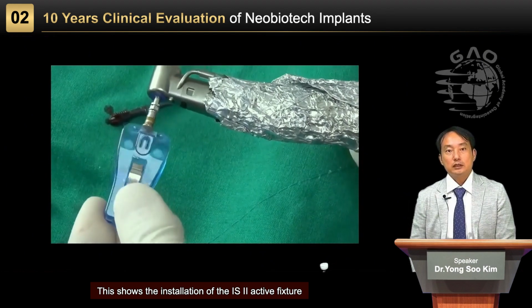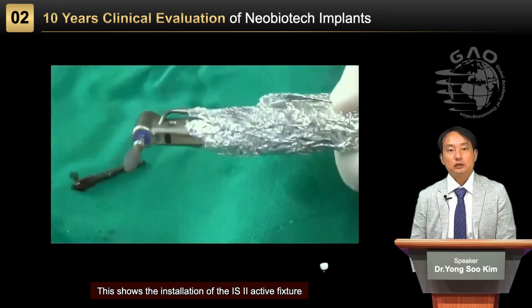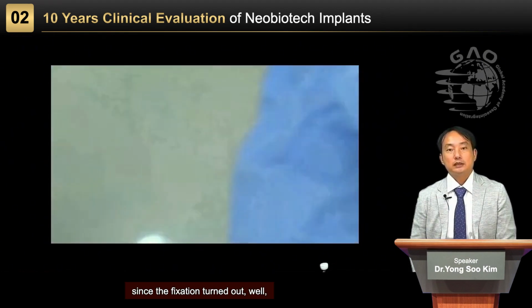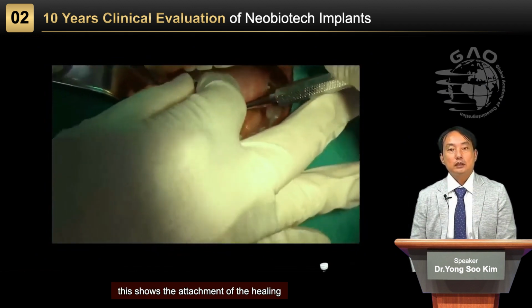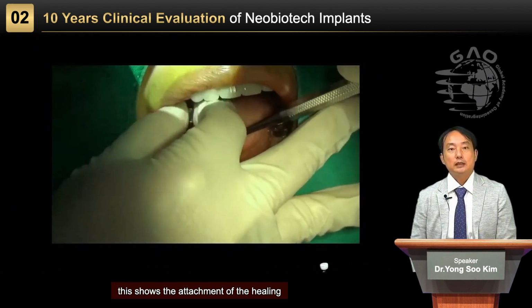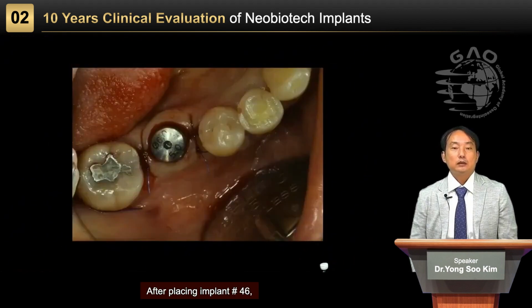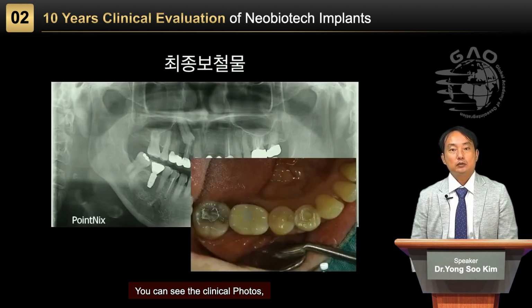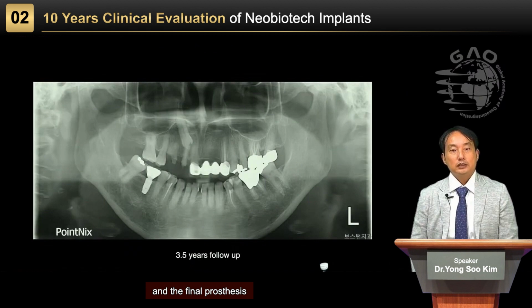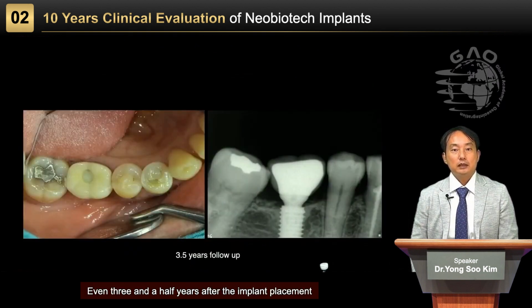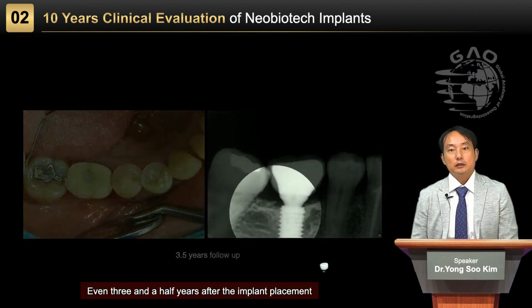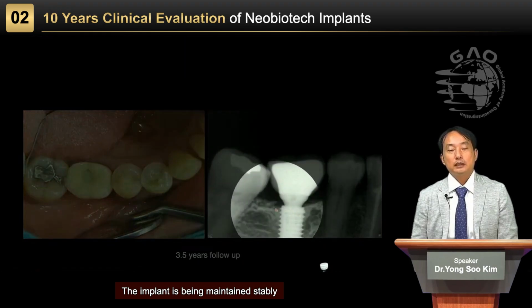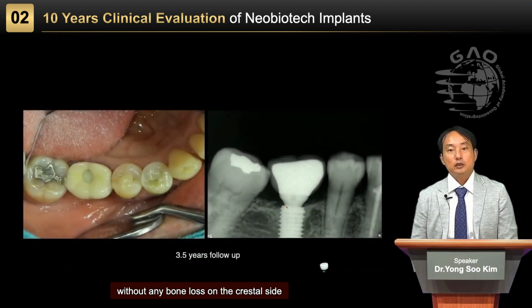This shows the installation of the IS2 fixture. Since the fixation turned out well, this shows the attachment of the healing abutment. After placing implant number 46, the healing abutment was attached and the suturing was completed. You can see the clinical photos and the final prosthesis. Even 3.5 years after the implant placement, the implant is being maintained stably without any bone loss on the crestal side.